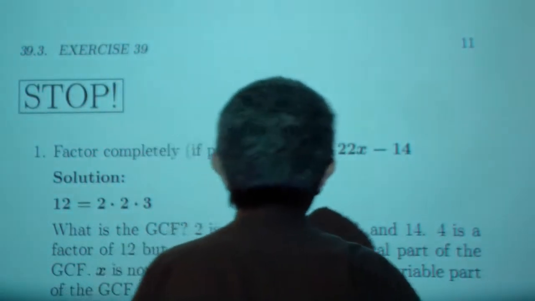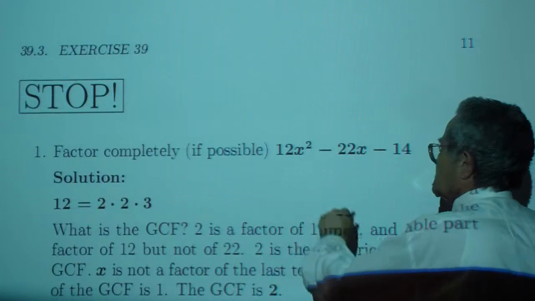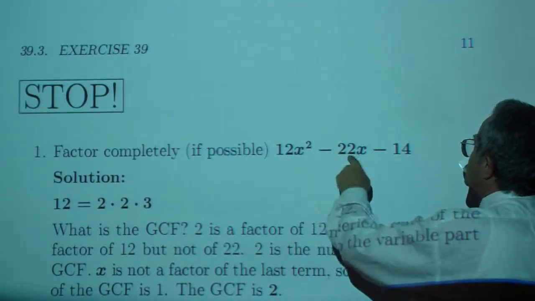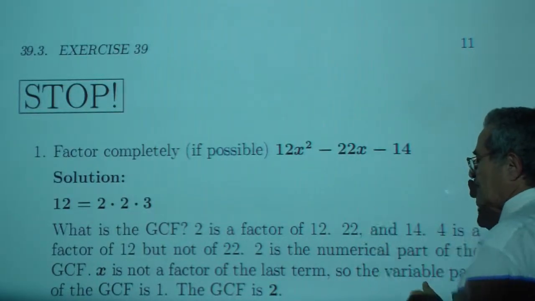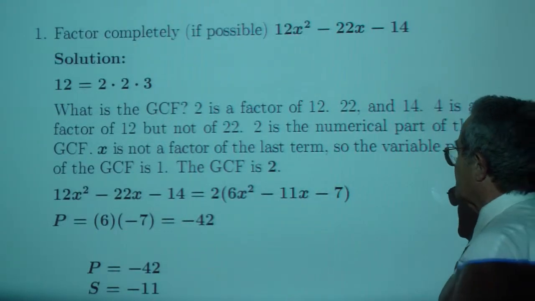Solution to exercise 1. Greatest common factor: 2, 2, 2. 3, no 3. x, no x. Greatest common factor, 3. Factor it out.